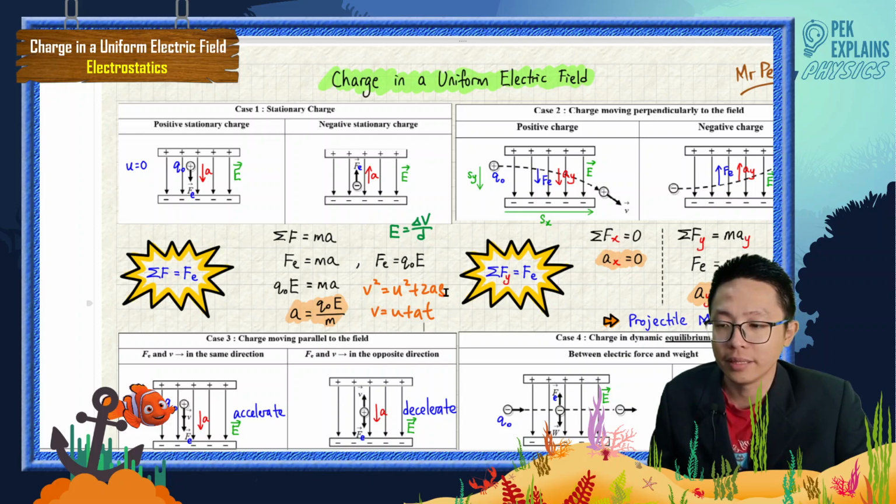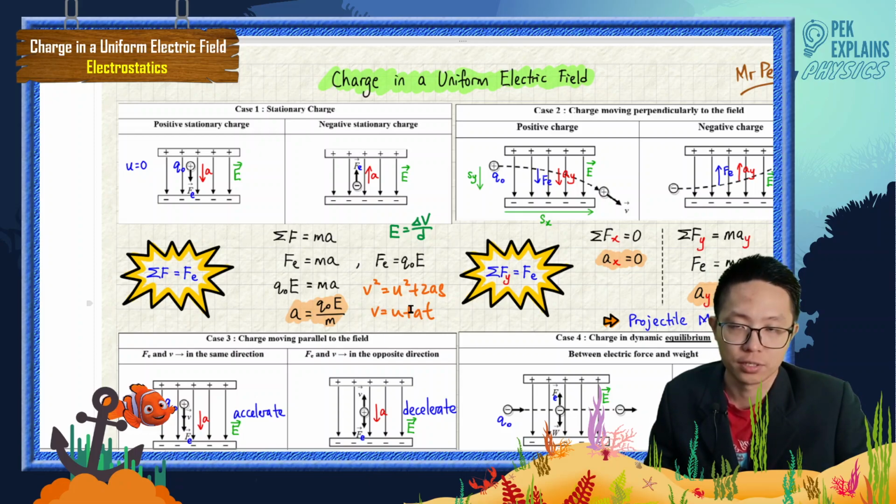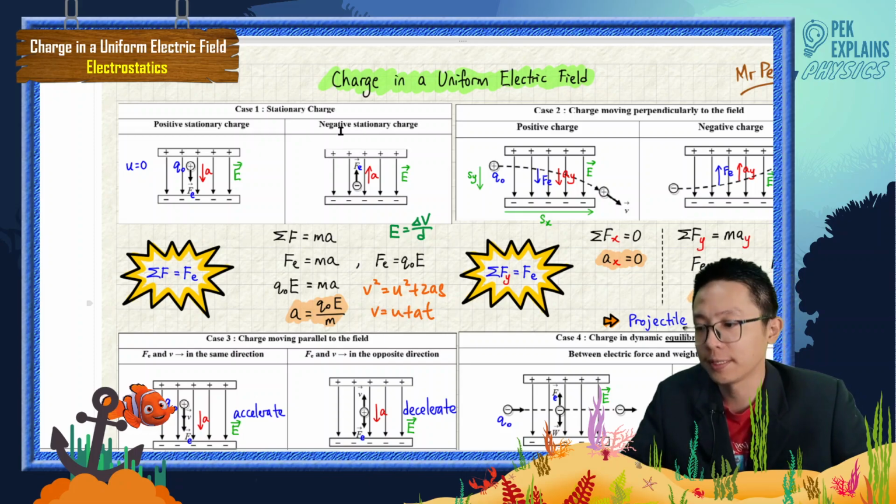And then the displacement, if you travel from the positive plate to the negative plate, s should be the separation between the two plates. And then time, maybe at a given time. Maybe the question asks you to find the time to travel from the positive plate to the negative plate, or negative plate to positive plate. So you can find time, you can find many things using the kinematic equations. All right, that's for the first case.